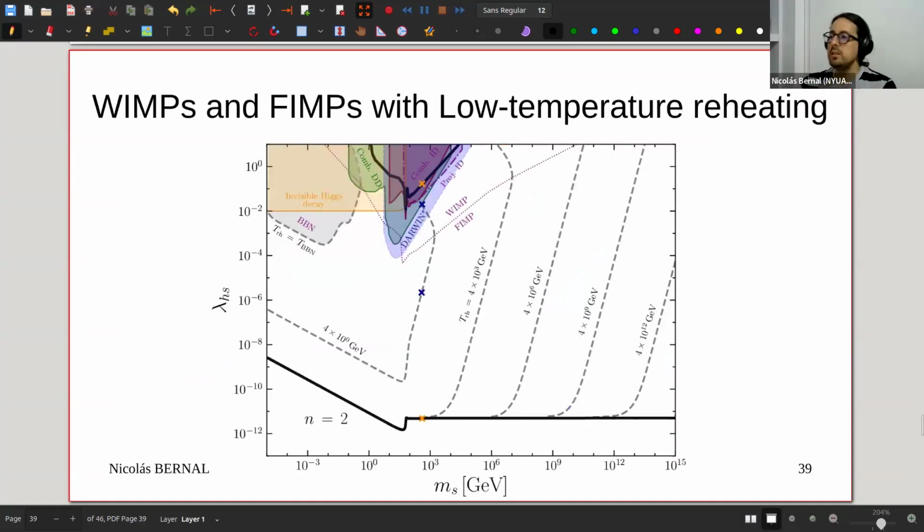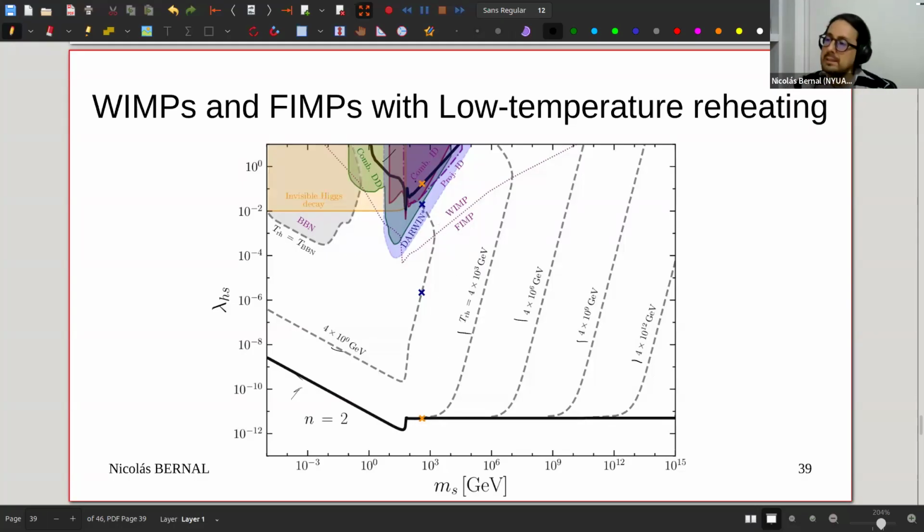And what does that mean? So it is exactly the same parameter space as before. The thick black lines here correspond to WIMPs. The thick black lines here correspond to FIMPs. Assuming a high temperature reheating, if I start decreasing the reheating temperature, 10 to the 12, 10 to the 9, 10 to the 6, 10 to the 3, 10 to the 0 GeV, so I'm decreasing, I can explore all this parameter space that previously was completely ruled out because of dark matter overproduction.